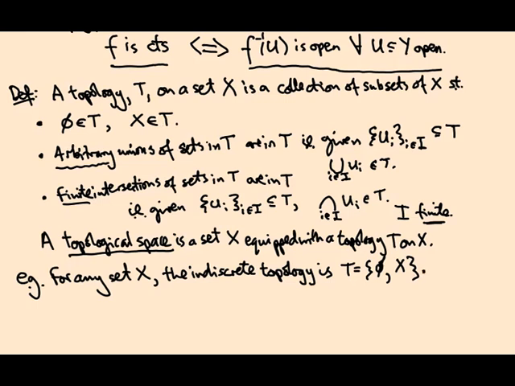It's not a very useful topology. It's very, very coarse. There's no sort of subsets of subsets of subsets of subsets. It's just either everything or nothing. So this is a topology on any set that you like.